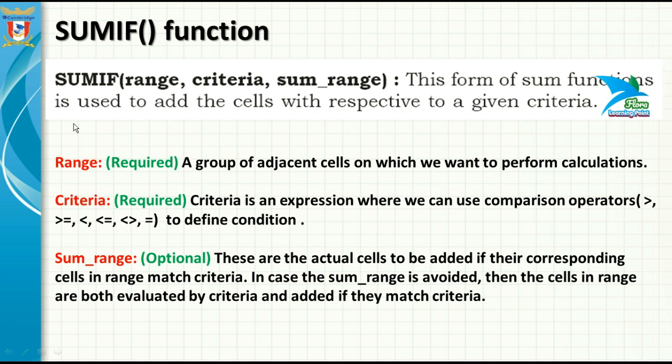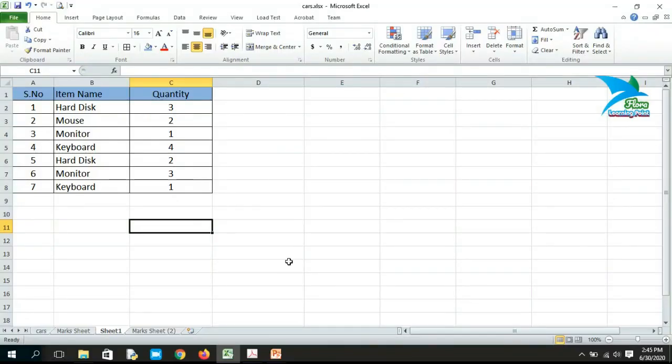First we'll discuss how we can use the first two parameters, and after that we will discuss how we can use the third parameter. So first we will discuss only the first two parameters, range and criteria. Let's begin with an example. Here we have a list of items with their quantities and serial numbers, and first of all we'll discuss how we can use the SUMIF function with only the range and the criteria.